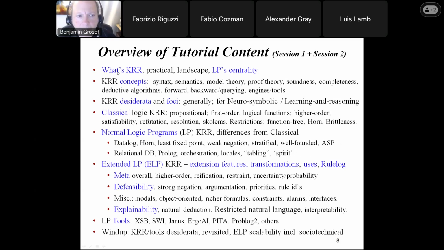So here's an overview of what I'll be covering in the rest of this session and the next session. What is KR? What's practical? The landscape of it in the industry, its centrality, the centrality of the logic programs, LP's KR approach, and various concepts around KR, such as syntax, semantics, etc., that I've listed here. Some desiderata and foci generally for KR for the purposes of neurosymbolic, or what's sometimes called learning and reasoning, or third wave AI.